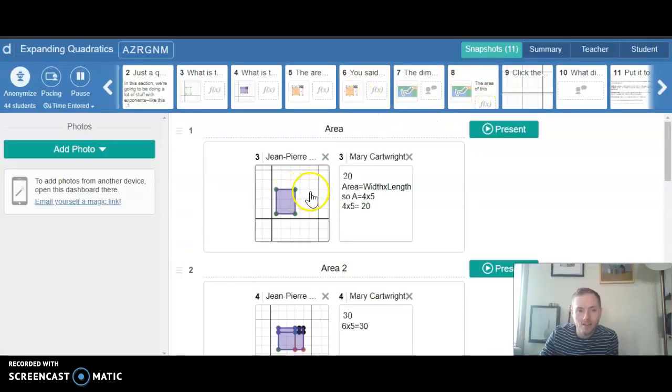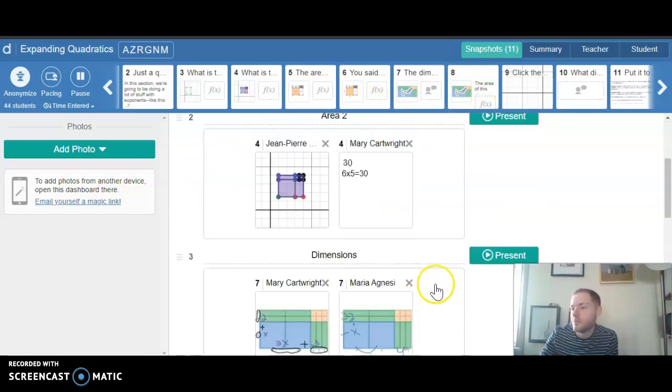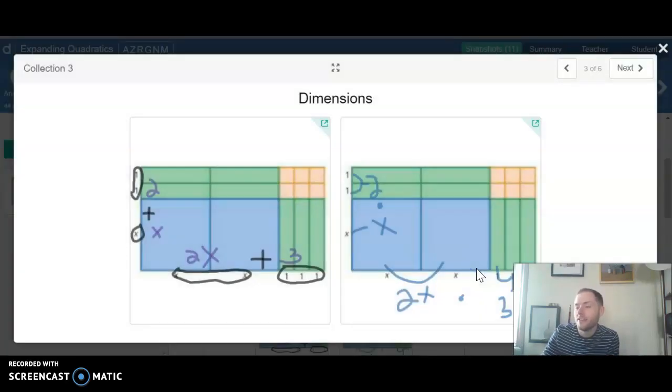So then going into this one here, it asks you to write the dimensions of this. And here's 2 ways that some students did that. The dimensions were 2x plus 3, which you can see the 2 x's here, and then the 3 1s, 1x there, and then the 2 1s there. And kind of similarly with this student over here.